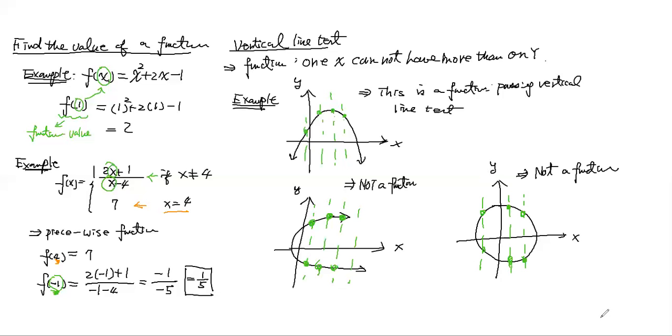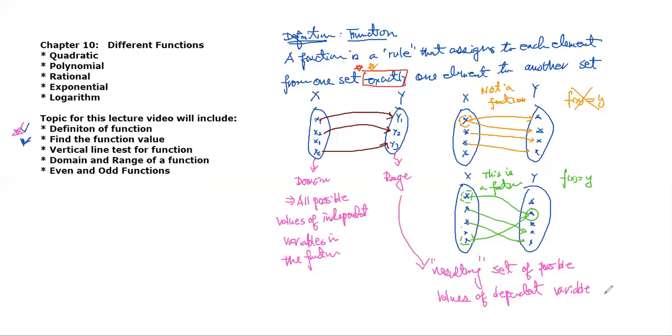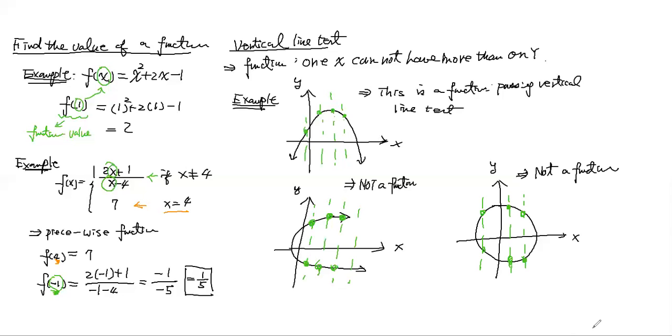So let's go back to our previous one. We did finish the vertical line test. The next thing we're going to talk about is domain and range, okay?